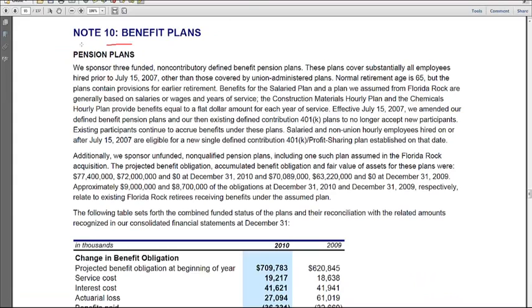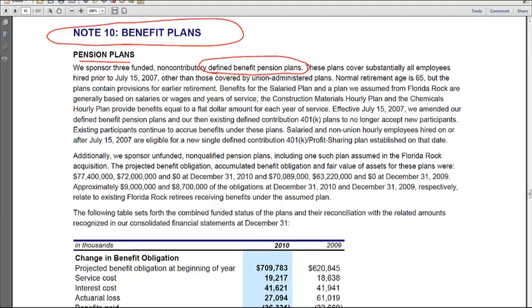Okay, so I'm at note 10 on page 79 of the Vulcan report, where they talk about their pension plans. Now, where the accounting comes in is for what are called defined benefit pension plans. A defined benefit plan is where the company promises to pay its employees a certain monthly amount after they retire until they die. And that monthly amount is based on what their salary is just before they retire.